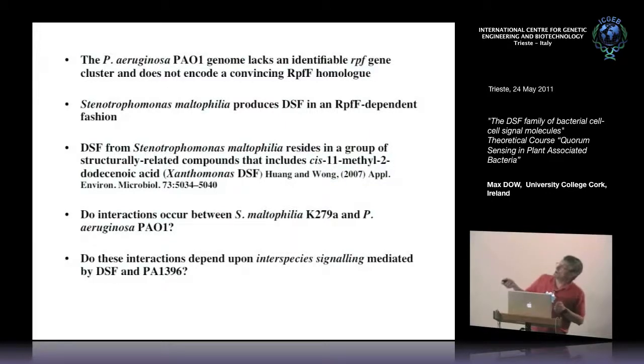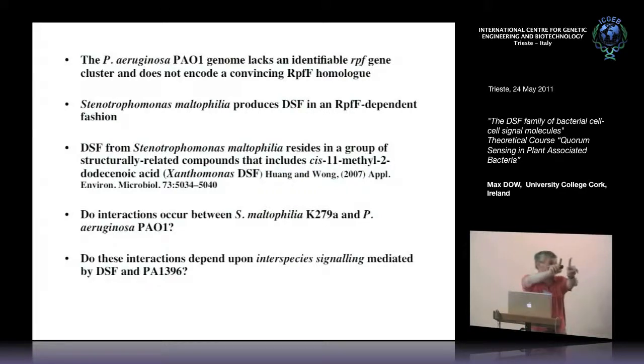So what we did was we wanted to find out whether interactions occurred between these two organisms, and whether these interactions depended upon interspecies signaling. So I've told you that Stenotrophomonas produces DSF. It also produces a range of structure-related molecules, and this was, again, from Amy Wong's lab, who showed that back in 2007. We knew that this PA1396 gene, or gene product, was in Pseudomonas aeruginosa.